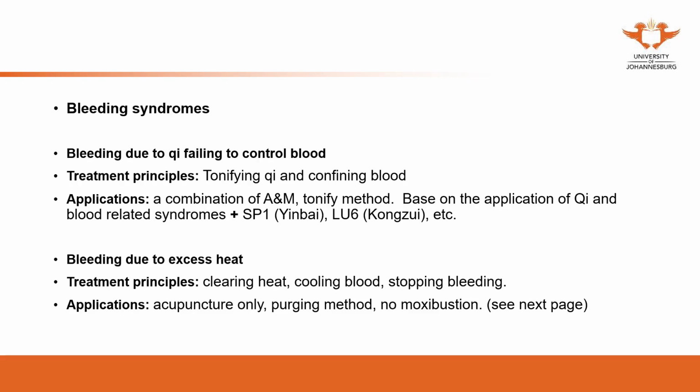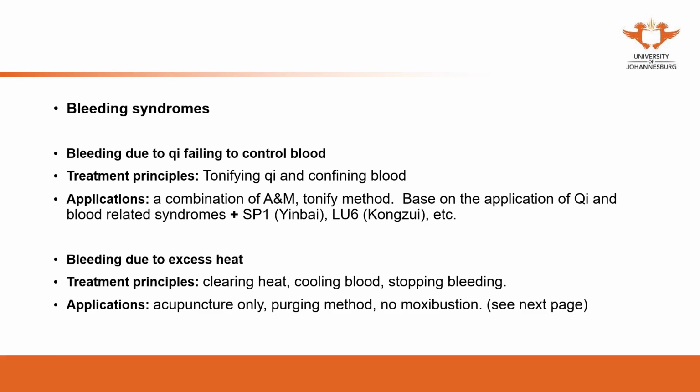Bleeding syndrome. To treat the bleeding syndrome, we need to identify the causes, whether due to deficiency or due to excess. For qi deficiency, we're going to tonify the qi, so we can use the combination of acupuncture and moxibustion. Mainly focus on the qi deficiency syndrome, and then we can add Spleen 1 and Lung 6.